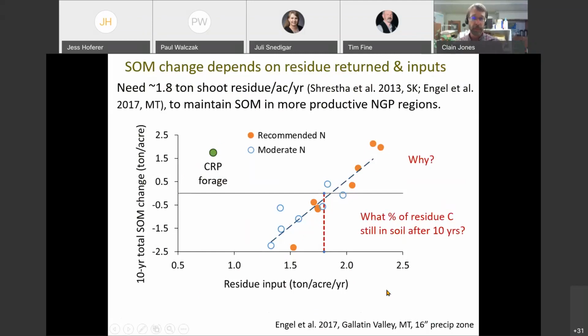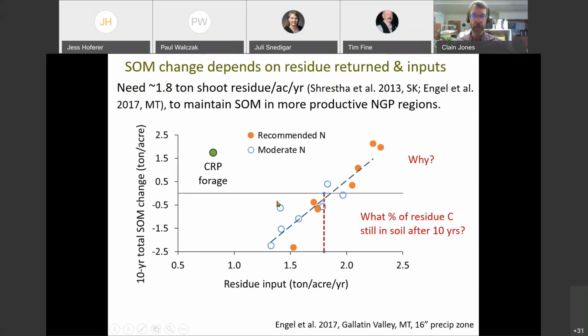So another question might be, what that one thing allows us to do is calculate what's called a threshold residue input. What we found, at least for this site west of Bozeman, was that it took about 1.8 tons per acre per year to exactly maintain soil organic matter. So it took quite a bit of residue input to maintain soil organic matter.